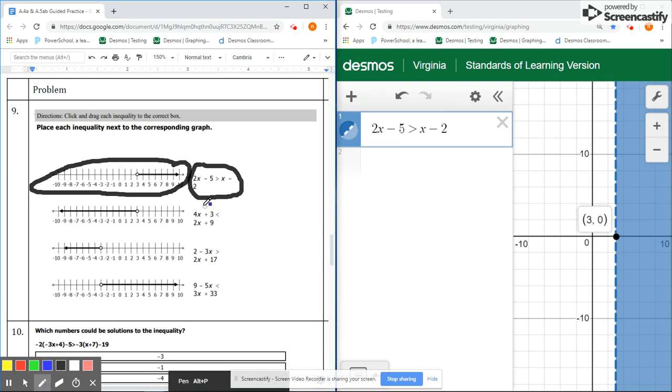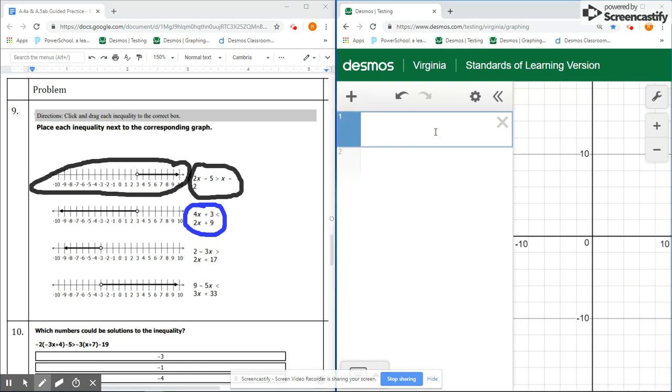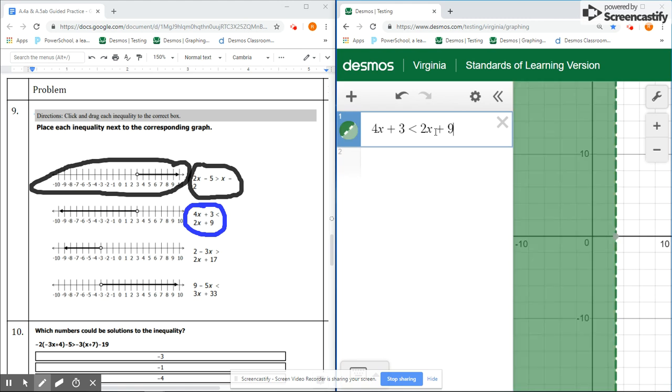Okay, if we look at the next one, 4x plus 3 is less than 2x plus 9. Okay, we look at this one. We are also at 3. It is also a dotted line, so it's open, and we are pointed to the left. All right, so this is the matching graph.